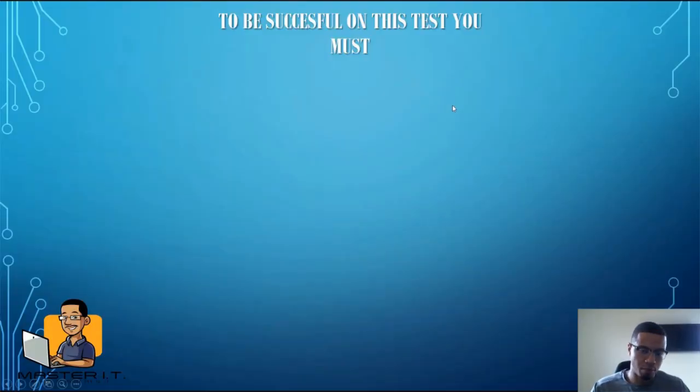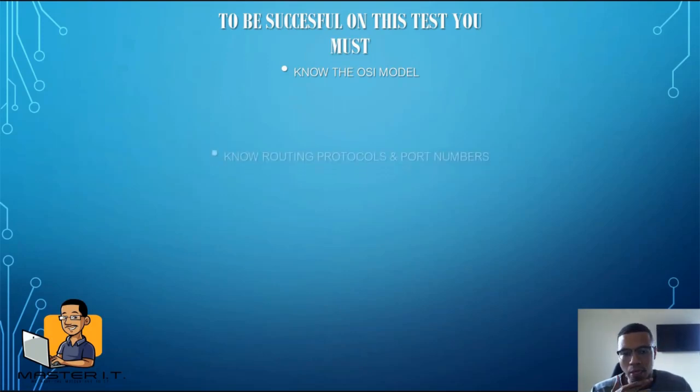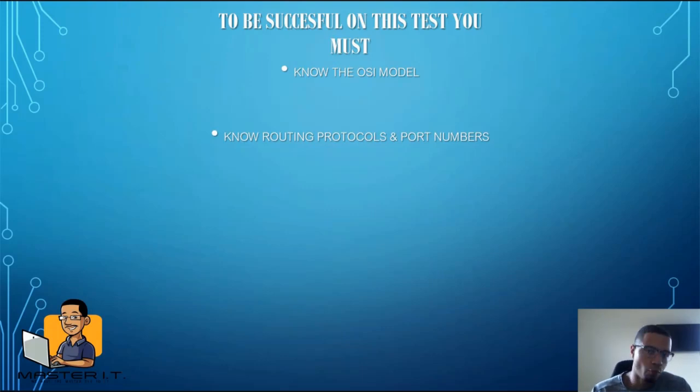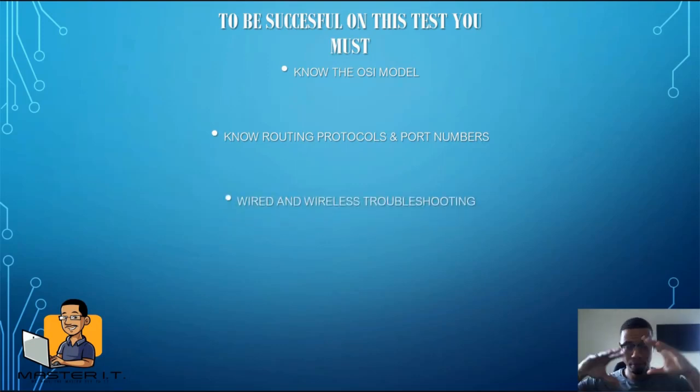So for this exam, to be successful, you have to know the OSI model. That means you've got to know every layer and what happens at every layer. Know routing protocols and port numbers: OSPF, RIP, what is port 80, what is port 443, all the stuff we've been talking about. You've got to know wired and wireless troubleshooting and troubleshooting as a whole. So just knowing the troubleshooting methodology, and if something goes wrong, how do you fix it? What do you do? So on and so forth.